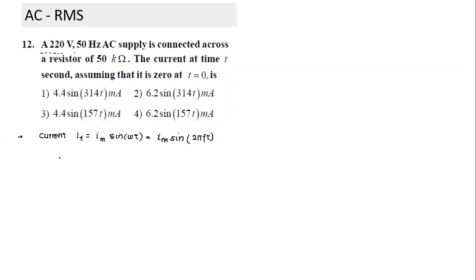What will be the maximum value of current? What will be the amplitude of current? Again, we can apply the same Ohm's law, but the corresponding voltage also has to be the maximum voltage, root 2 into RMS. This has to be Vm by R. So Vm is how much? Vm is not 220. Vm has to be equal to 220 into root 2, divided by R, which is 50 milliamperes. And substituting the f value, 100 pi becomes 314.